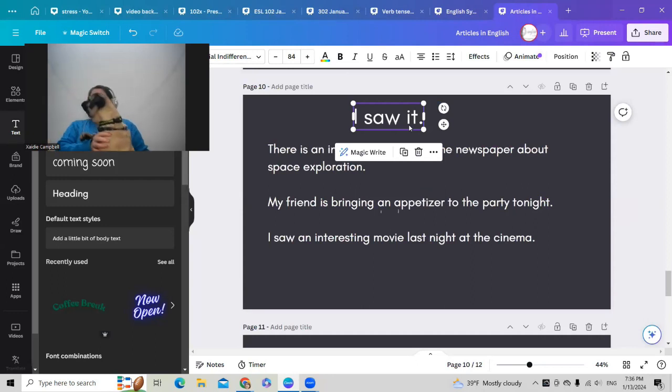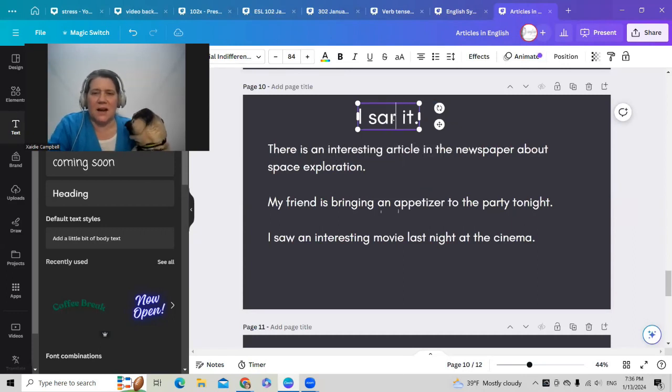Now, if you listen closely, most people in the United States will say, I saw it. But here in the Northeast, people have started to say, I sawr it. The reason they put the R there is because they don't want two vowels together like that. We do this. This is the reason that we put the N here.